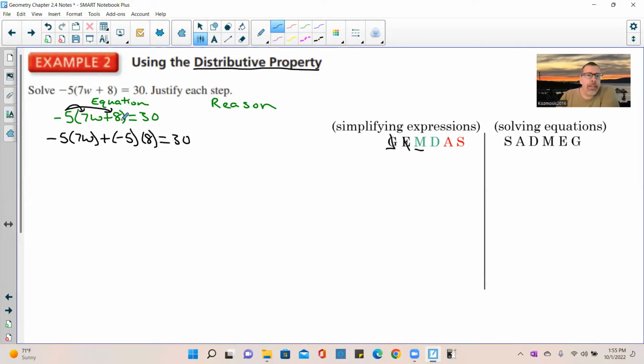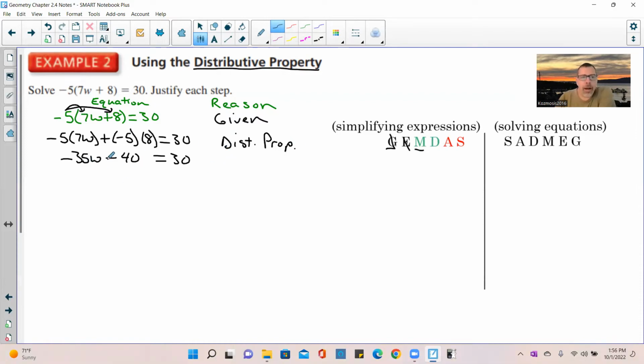So when I multiply this throughout using the distributive property, I'm going to get negative times a positive is negative. 5 times 7 is 35w. A negative, and then it's going to be plus, but then it's going to be a negative, so that's going to be minus. So now it's -5 times 8, which is -40. Watch your sign there. -5 times 8 is -40, plus a negative is just simply minus, equals 30. Okay, so the reason there is the distributive property. So up here, the reason was given. You write the equation and you write given, and this is the distributive property.